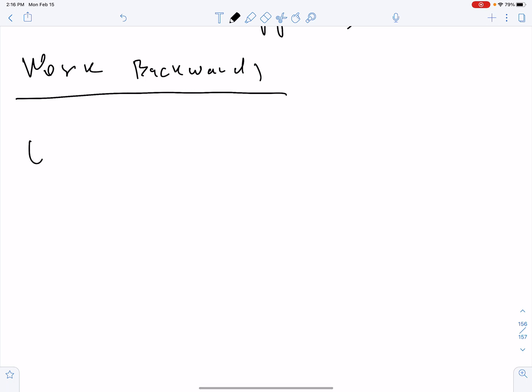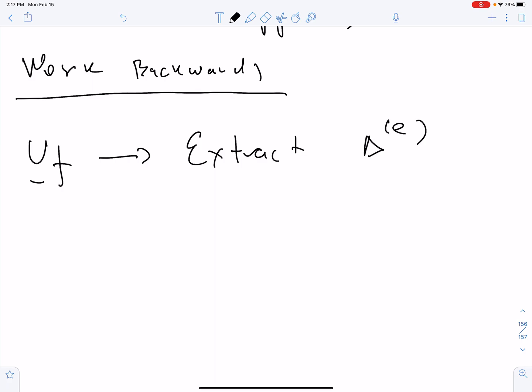So you have your UF, okay? Then from UF, you need to extract delta E, all the element displacements. And something like this, the easiest you can do is use the ID array.